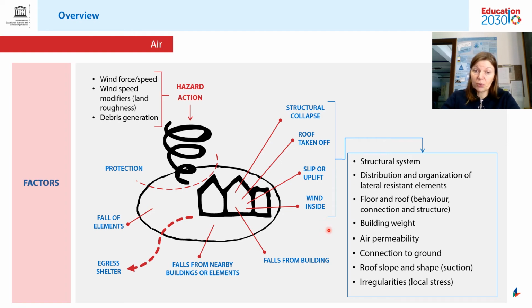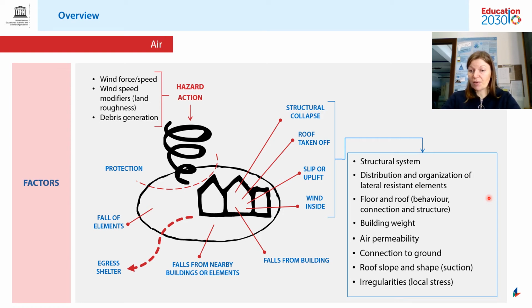For each school facility, for each building in the school, there is a necessity to characterize the potential structural collapse, the potential problems in the structure, characterizing therefore the structural system, the distribution and organization of the lateral resisting elements of the building, the characteristics of the floor and the roof that contribute to the potential activation of some impact scenarios.